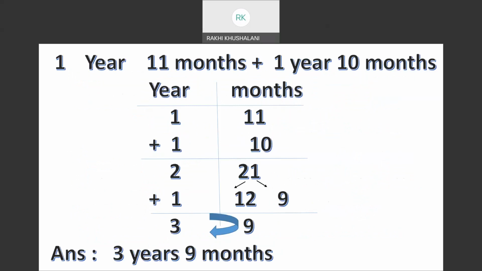And always remember 60 seconds is equal to 1 minute. 60 minutes is equal to 1 hour. 24 hours is equal to 1 day. And here, like in this case, 12 months is equal to 1 year. So always when on the right hand side you see anything beyond these, you have to move them to the left hand side.